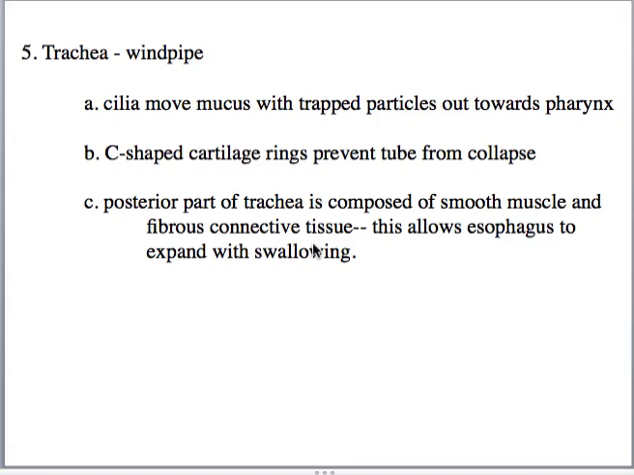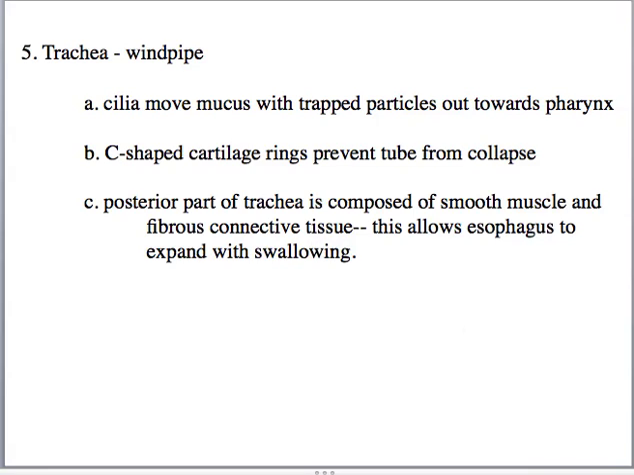So also the trachea is composed of C-shaped cartilage rings, and they are there in order to prevent the mucous membrane from collapsing. So the tube is composed of cartilage with some other connective tissue. And the posterior part of the trachea actually has smooth muscle and fibrous connective tissue in it, which allows the esophagus to expand when swallowing happens, and it allows it to kind of push into the trachea.